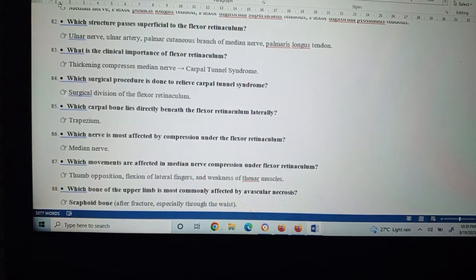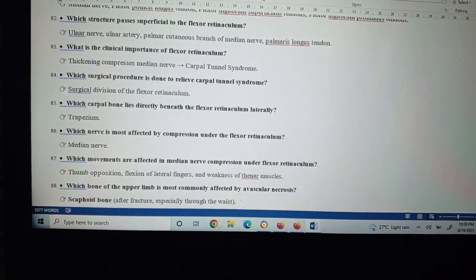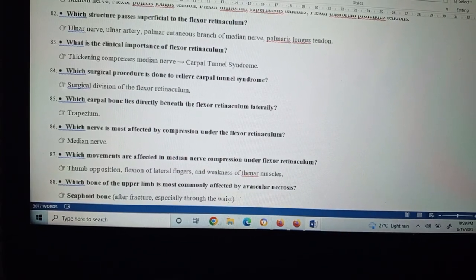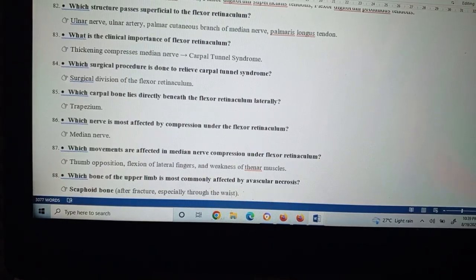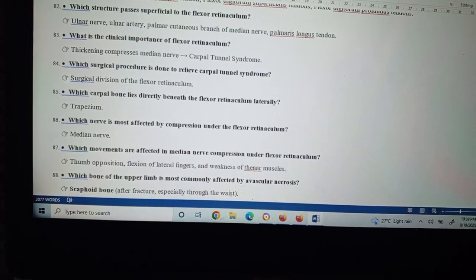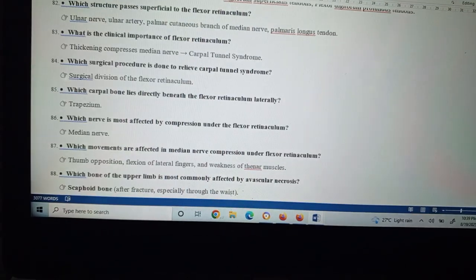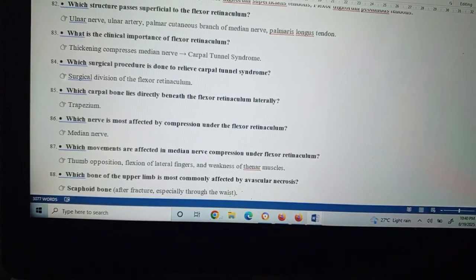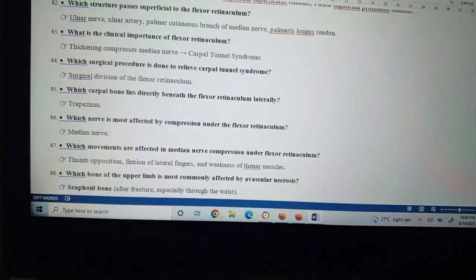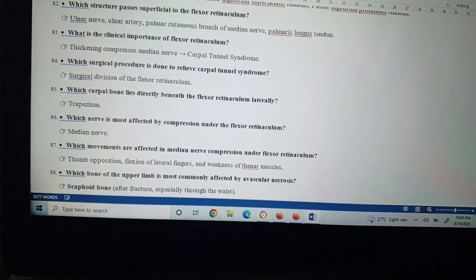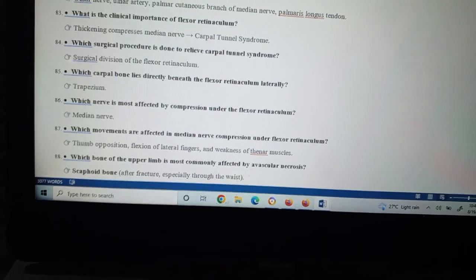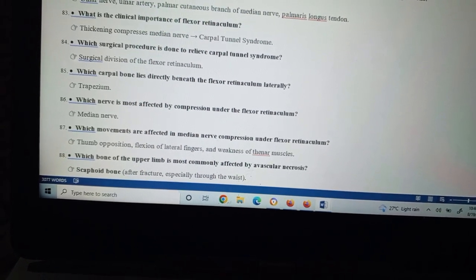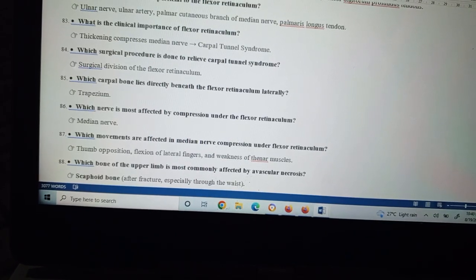Which carpal bone lies directly beneath the flexor retinaculum laterally? Trapezium. Which nerve is most affected by compression under the flexor retinaculum? Median nerve. Which movements are affected in median nerve compression under the flexor retinaculum? The answer is thumb opposition, flexion of the little fingers, and weakness of the thenar muscles.